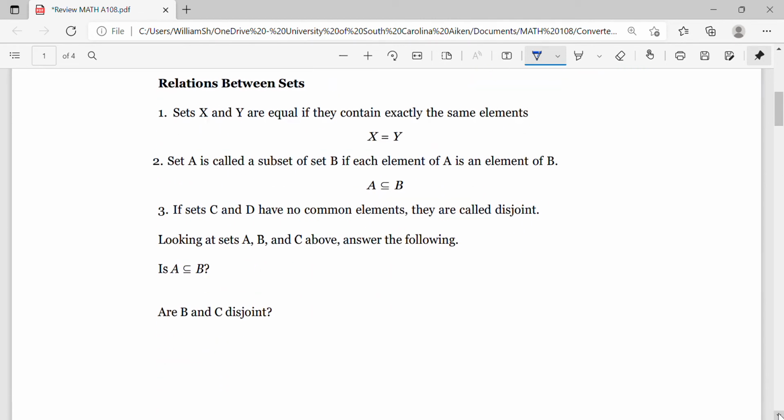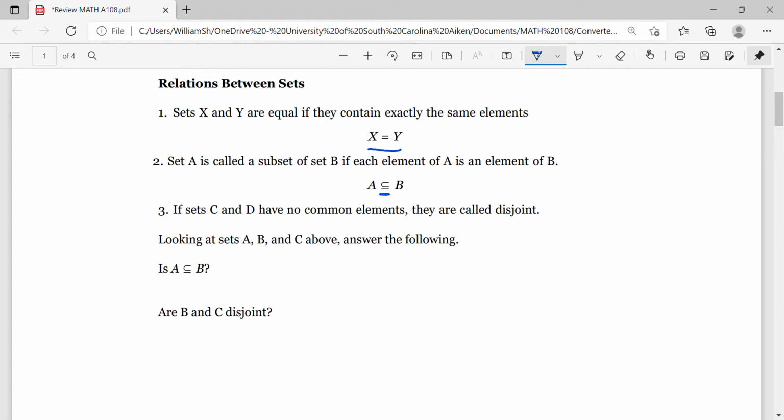Now, I think we've got that. So what we'll read next is the relations between sets. Sets X and Y are equal if they contain exactly the same elements. So if they contain exactly the same elements, X is equal to Y, and we will just literally put an equal sign between them. Now set A is called a subset of set B if each element in A is also an element in B. So the way we'll write a subset is this fancy notation here. This just stands for subset. So A is a subset of B.